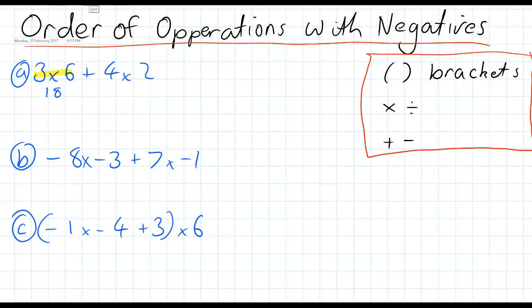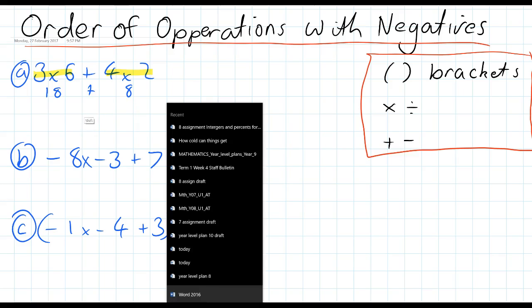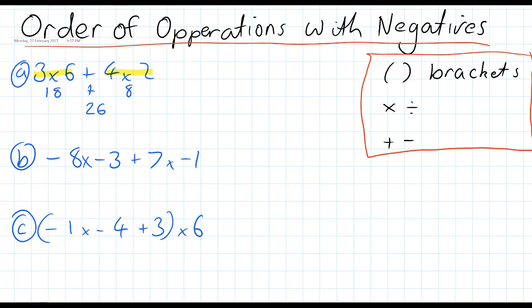Then I go back to my highlighter and do the second thing. Plus, so I don't do that. 4 times 2, that's what I do. 4 2s are 8. Then I copy the plus down. Now I add 8 and 18 and I get 26. So my final answer is 26. I've done the times and divide first, then the plus and minus. Now let's do the same thing but with negatives.